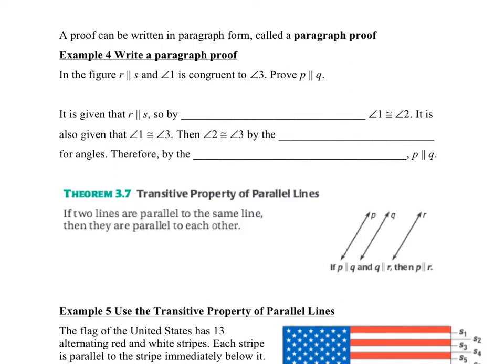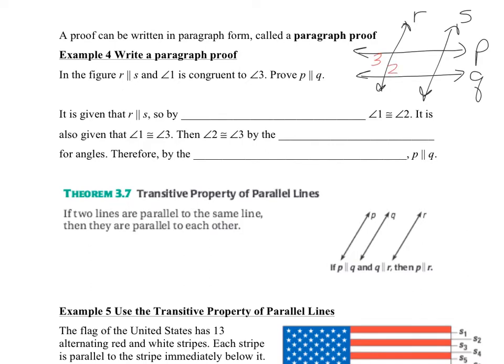So let's first look at the diagram. Diagram looks like this. So we can see where these angles are. We have P and Q, R and S. We have angles 3, 2, and 1. Okay, so R is parallel to S.